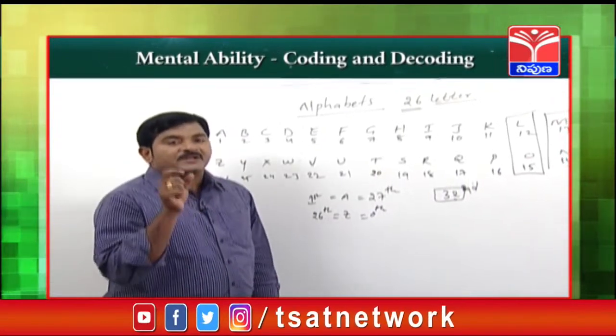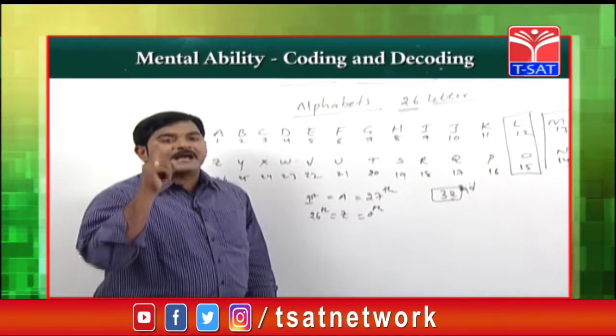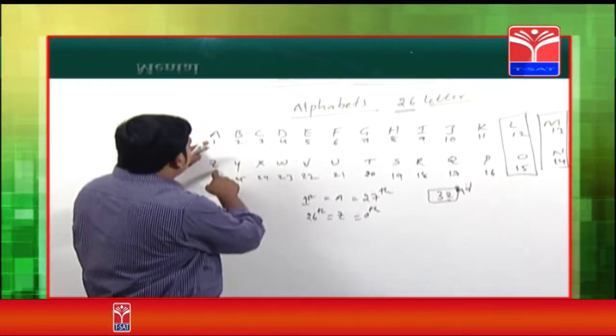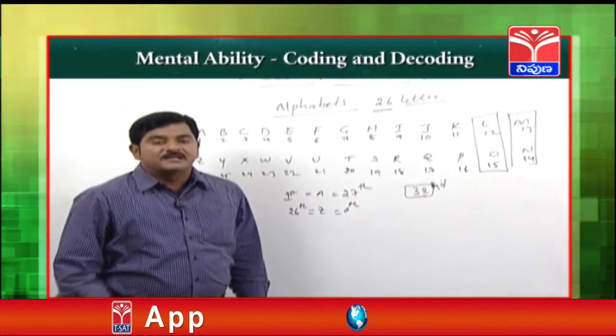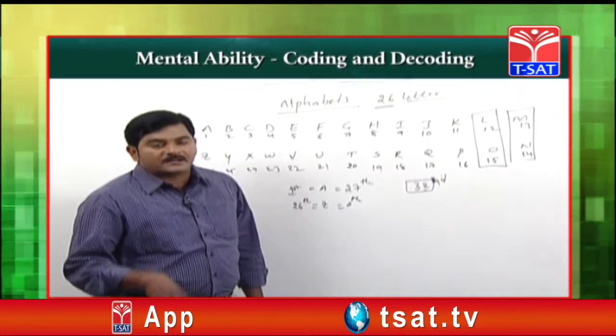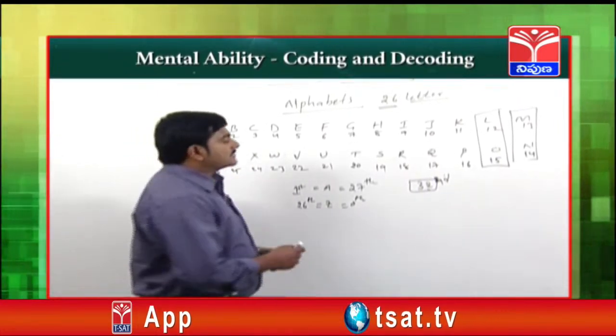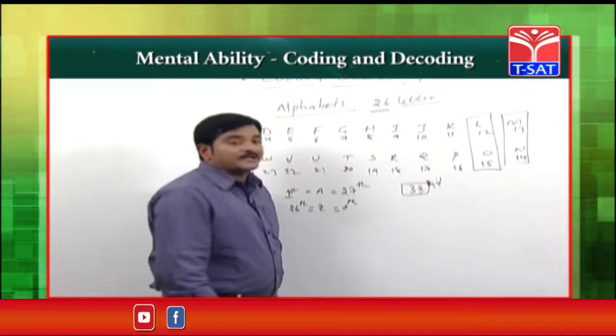So consider the first 26 alphabets as one set. From A to Z, we have 26 letters. These 26 letters are considered as one set. He asked to find out the 32nd alphabet.